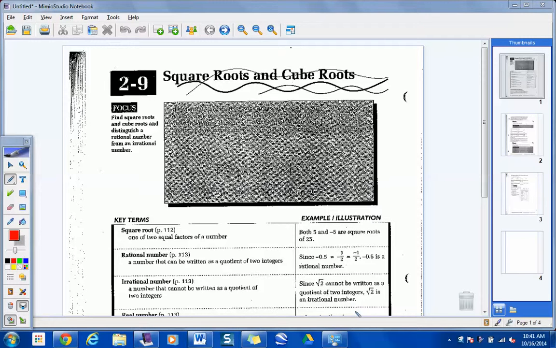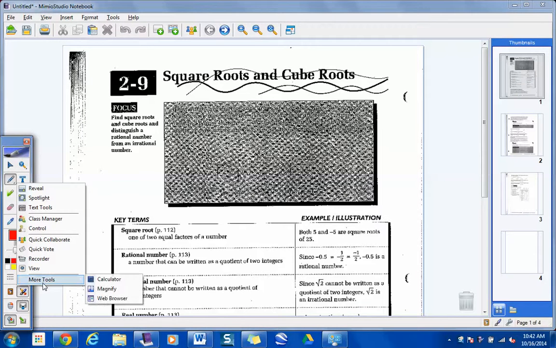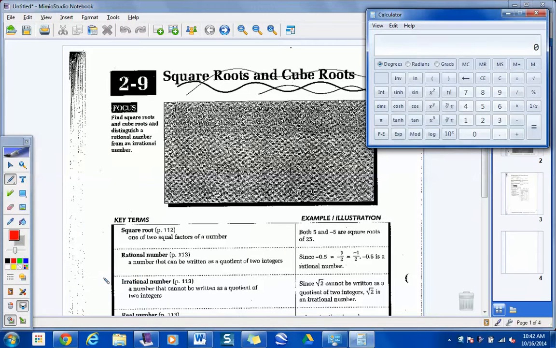Hey guys, we'll get started. Does everybody have their 2.9 notes in front of them? Okay. You probably will want a calculator out today. I don't care if that's in your phone or whatever. I'm going to pull my calculator out right now. And guys, we're going to get on this idea of square roots and cube roots today.